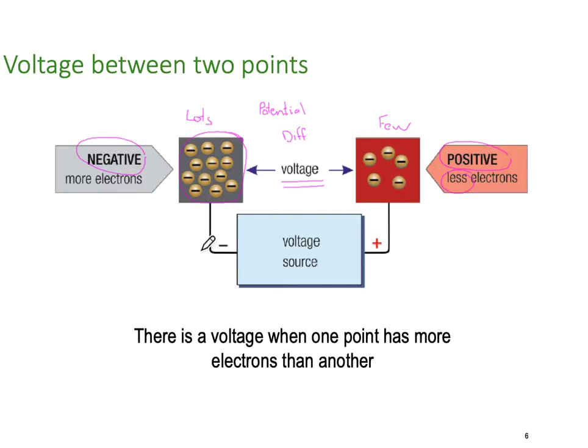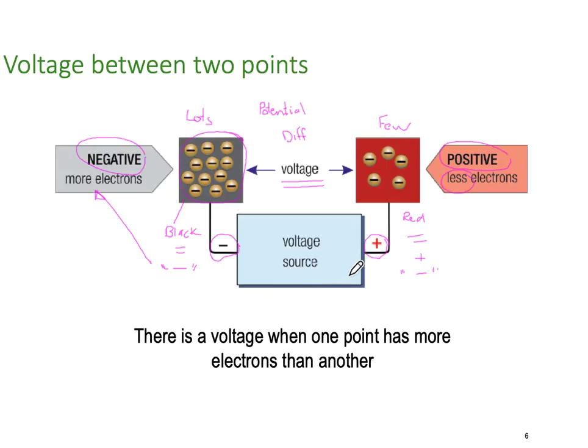When one side has lots and lots of electrons, it's negative. When it's got only a few electrons, it's positive. So you can see the color difference here. We've got black equals negative, and it's got more electrons. Red equals positive, and it's got less, or fewer, electrons. So it's about how many electrons we do or don't have that determines whether something is positive or something is negative.